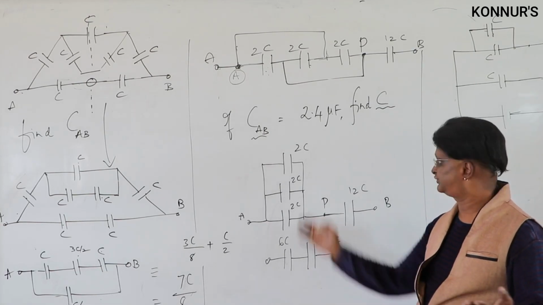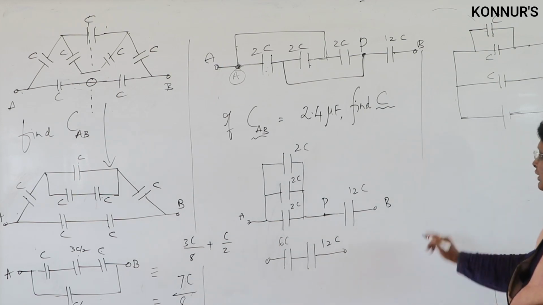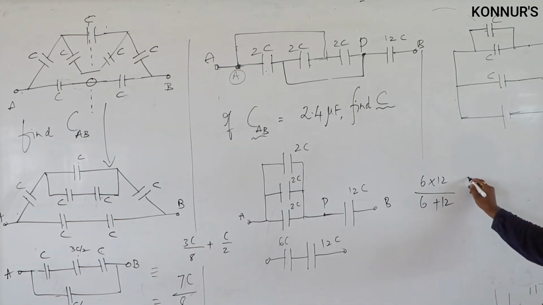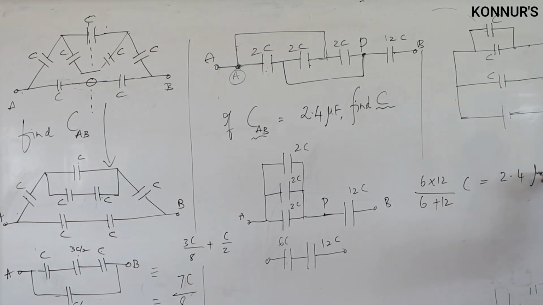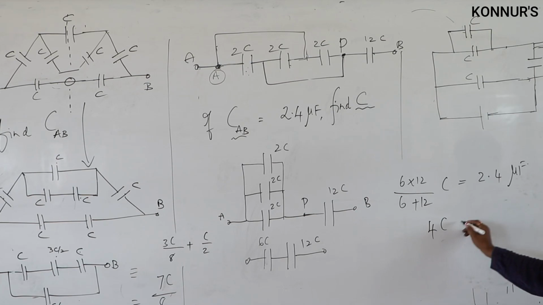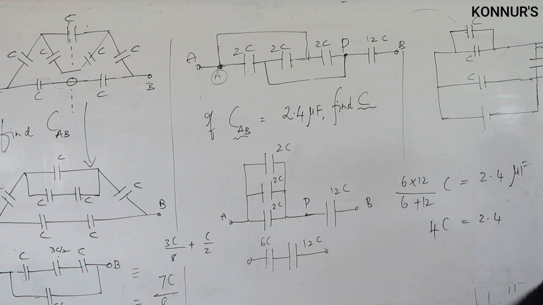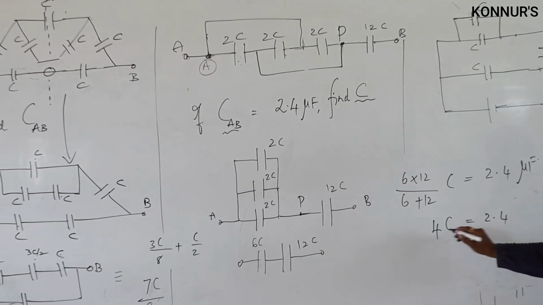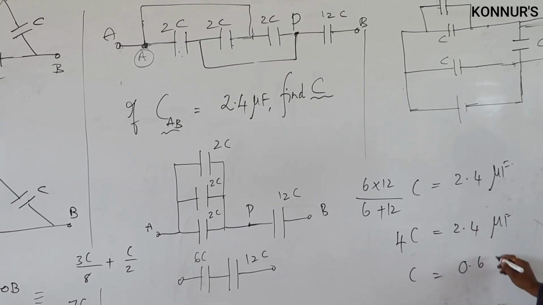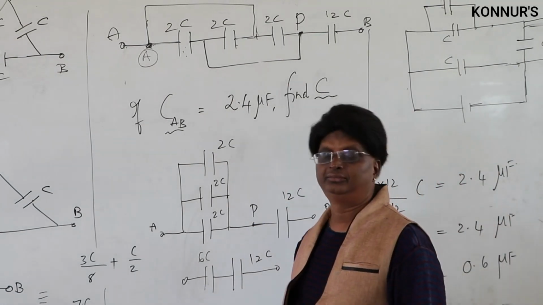Now successive reduction. It is now a series combination of 6C and 12C. 6 into 12 by 6 plus 12, into C, is given to be 2.4 microfarad. Right? This one is 72 by 18, so you get 4C is equal to 2.4 microfarad, and therefore C is equal to 0.6 microfarad. Therefore now you can calculate the capacity of any of them.